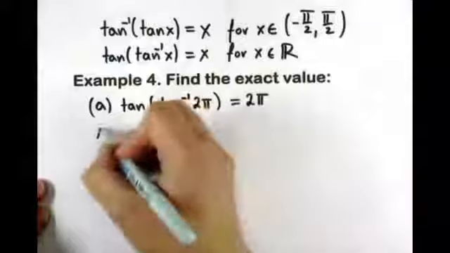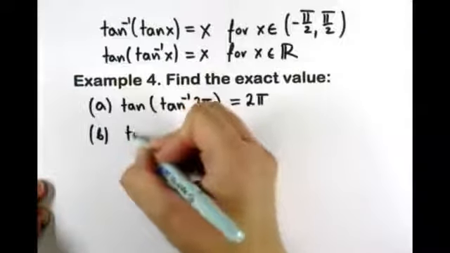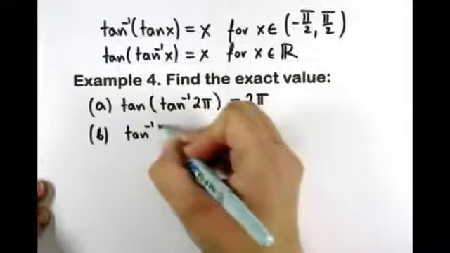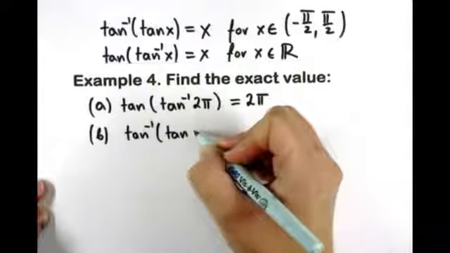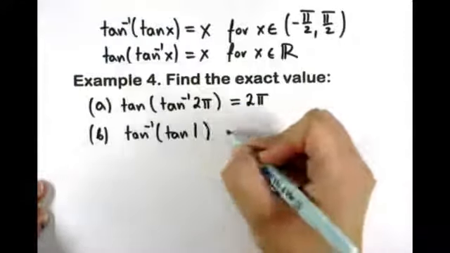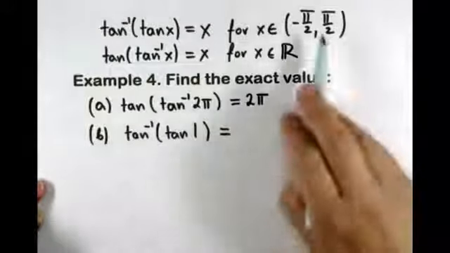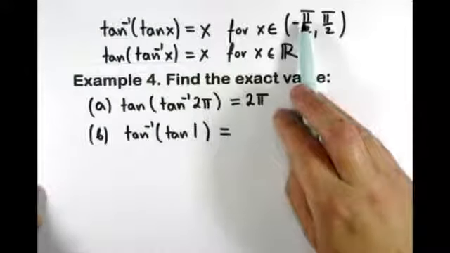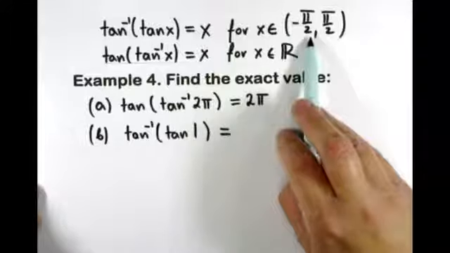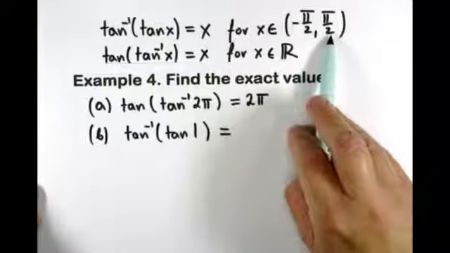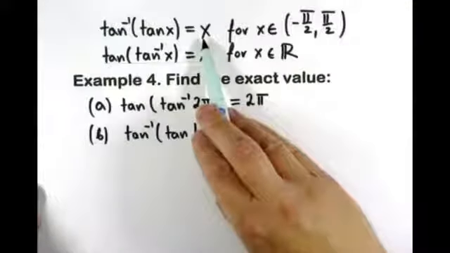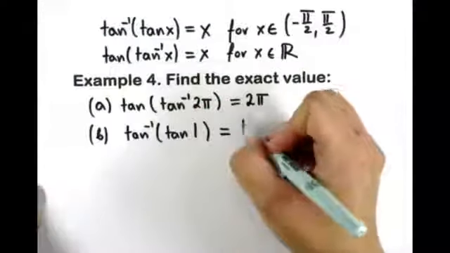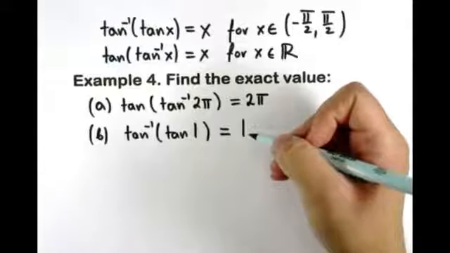Then we have b, tangent inverse of tangent 1. 1 is between minus pi over 2 and pi over 2, because pi is about 3, so it's roughly minus 3 halves to 3 halves, and 1 is inside this interval. So this one is 1 by the cancellation formula.